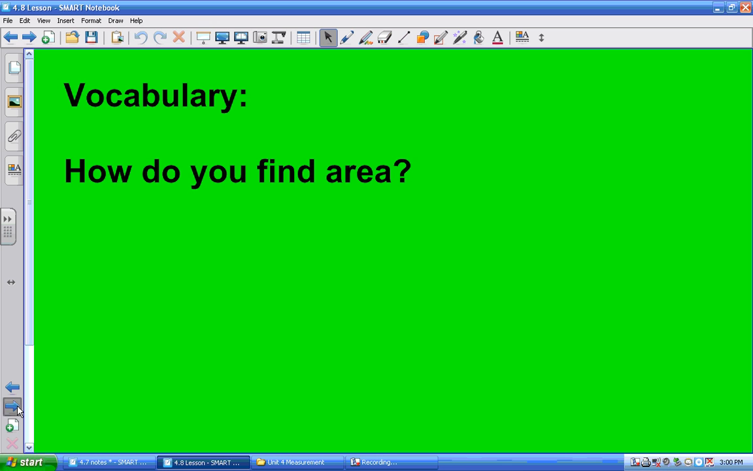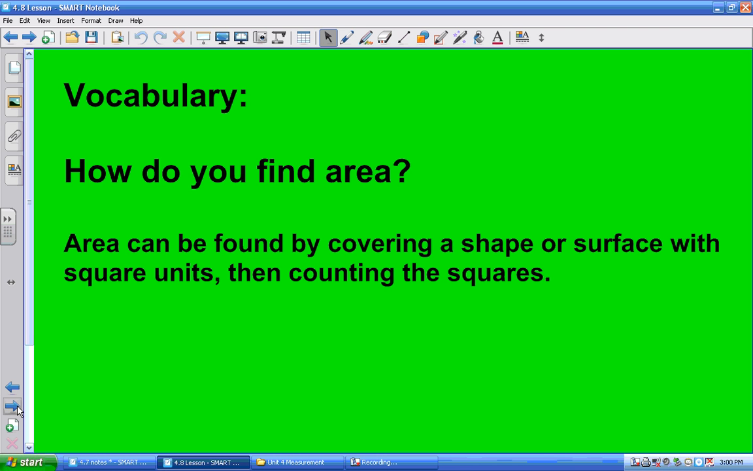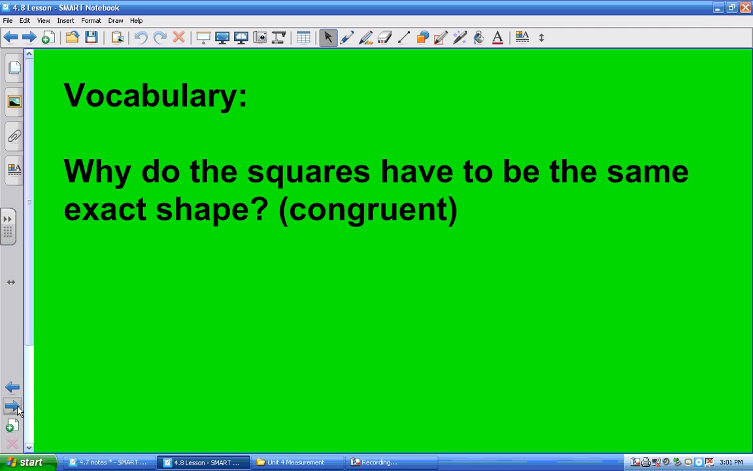How do you find area? You find it by covering a shape with units which are exactly the same, and then you count those units. In this case, we're talking about using squares for this lesson. Now, why do the squares have to be the same shape? Can anybody tell me that? Caitlin. So that you know that there's exactly that much.